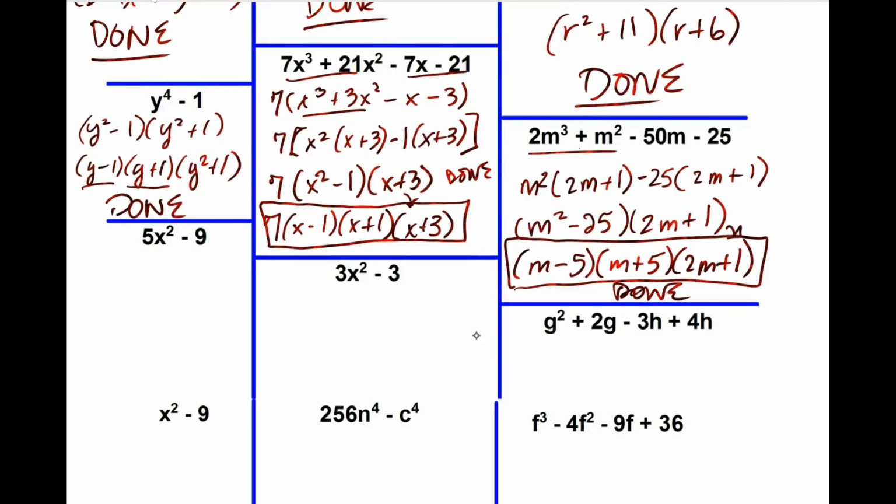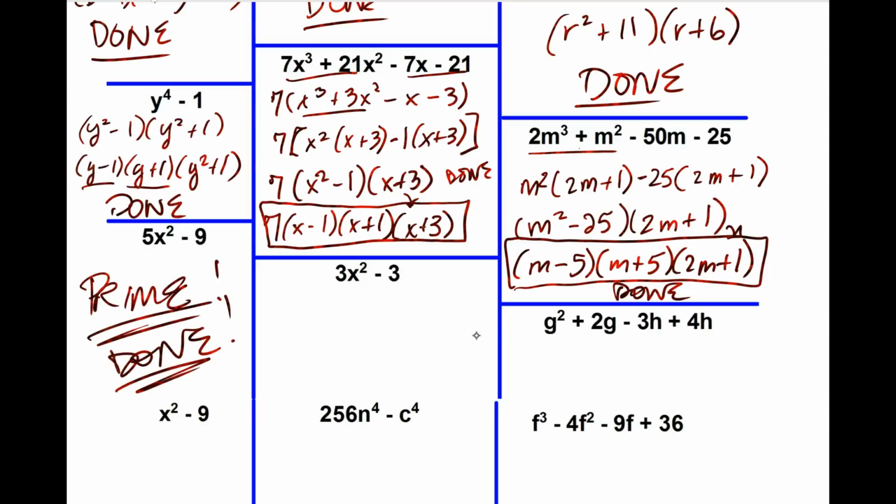Y'all seen enough. All right, so 5x squared minus 9. Well, GCF, nope, can't take anything out. 5x squared minus 9 is not a difference of perfect squares. I can't factor this. This is prime. That means we're done. Okay. Can't do anything with it.